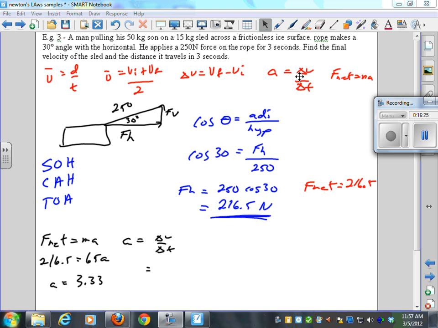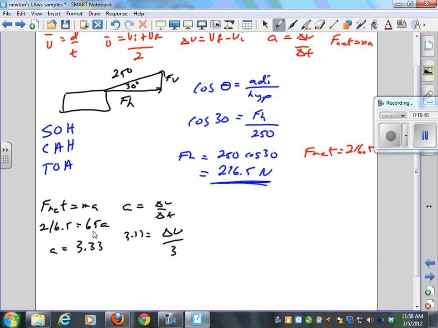Now do this one, right? So you're going to write A equals delta V over delta T. You're going to go 3.33 is equal to delta V over, what's the time? I solved this. 216.5 equals 65A. I solved that by dividing by 65. Right? Riley, are you watching? Because I expect you to know how to do this later.